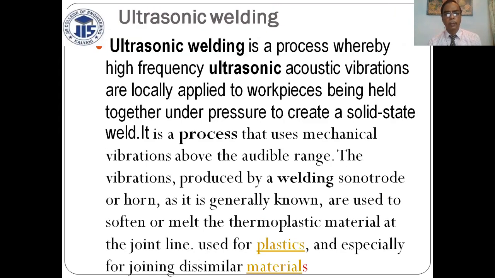Ultrasonic welding. Ultrasonic welding is a process whereby high frequency ultrasonic acoustic vibrations are locally applied to workpieces being held together under pressure to create a solid state weld. It is a process that uses mechanical vibrations above the audible range. The vibration produced by the welding sonotrode, or horn as it is generally known, is used to soften or melt the thermoplastic material at the joint line, used for plastics and especially for joining dissimilar materials.